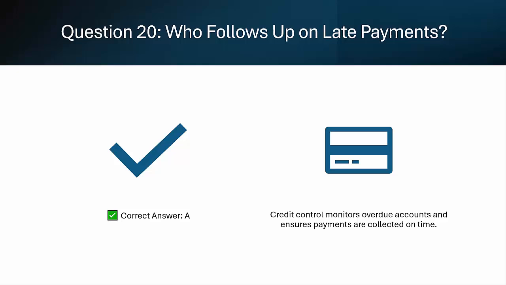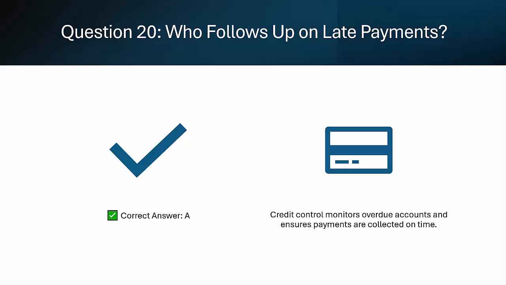Option B is incorrect. The production team makes the goods but doesn't handle payments. Option C is incorrect. The marketing team is focused on promoting and selling products, not tracking overdue payments. Option D is incorrect. The research and development (R&D) team works on improving products, not financial matters.